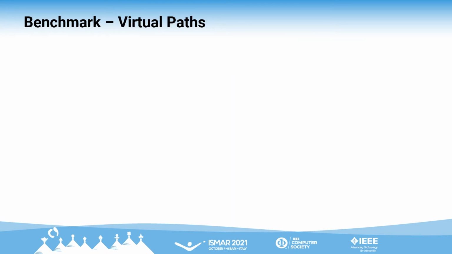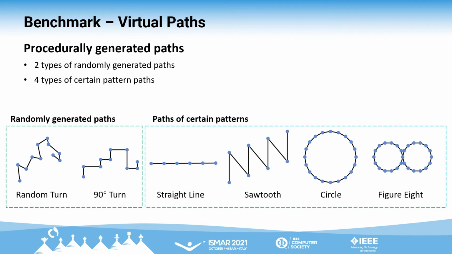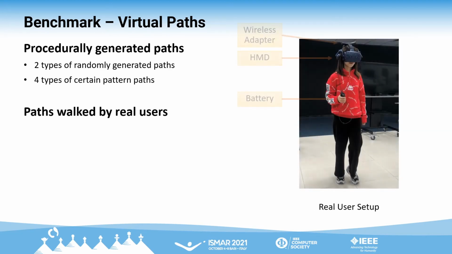To make the testing data diverse, the virtual paths are obtained via procedural generation and real user working. There are 6 types of procedurally generated paths. Among them, random turn and 90-degree turn are generated randomly. Other paths are generated following certain patterns. We also collected paths worked by real users. These paths are more diverse because each user's working data could be different in both trajectory and working speed.